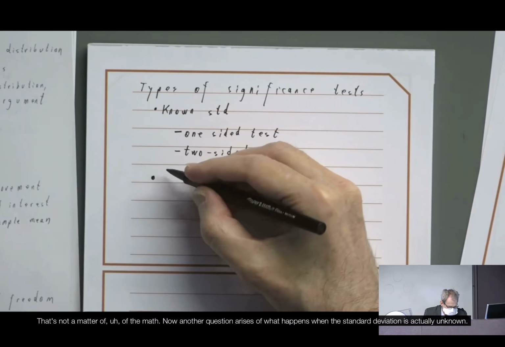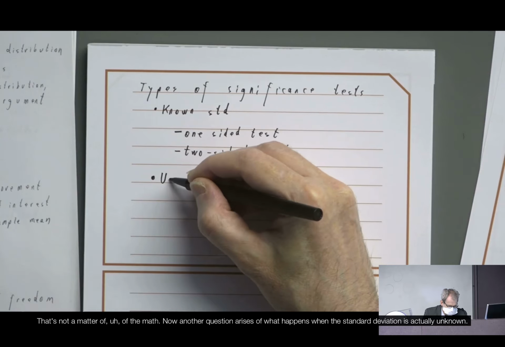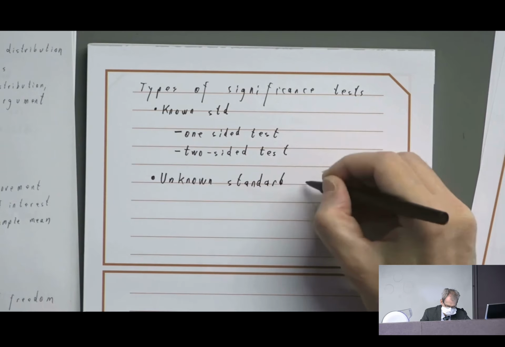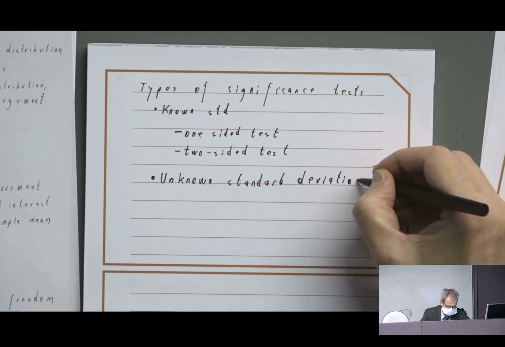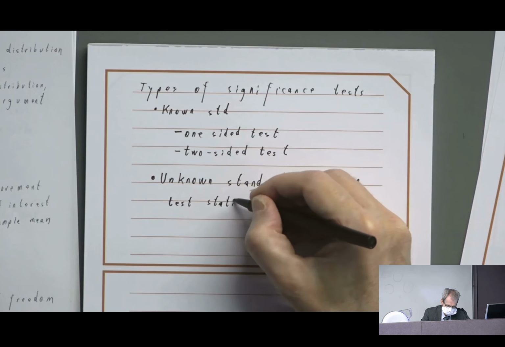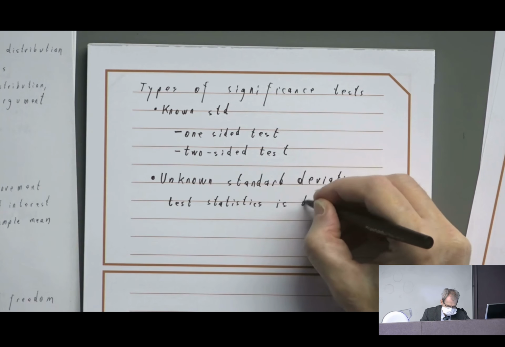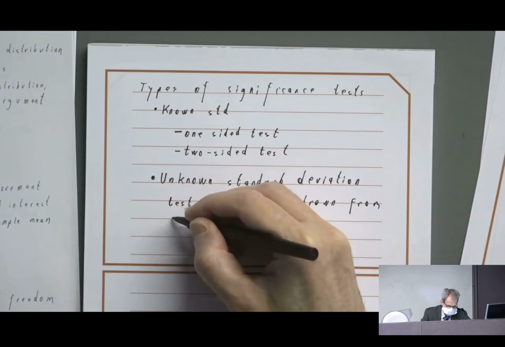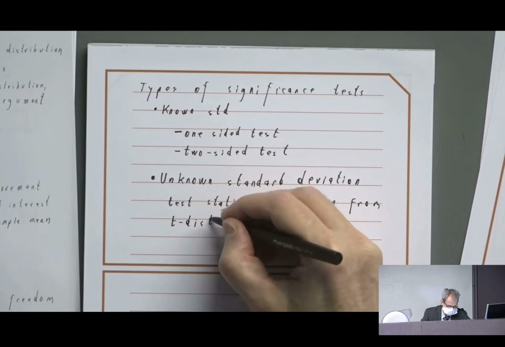Now, another question arises of what happens when the standard deviation is actually unknown. Well, in that case, the test statistic is drawn not from a Gaussian distribution, but from a student's t distribution with n-1 degrees of freedom.